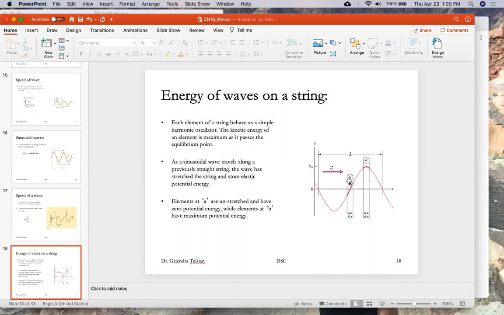And of course, it's going the fastest at this point. The string is oscillating. So potential energy and kinetic energy are maximum at the same location for the string. And here at this point, the string is at rest. So potential energy and kinetic energy are 0 there.